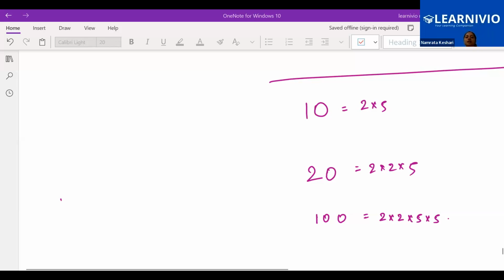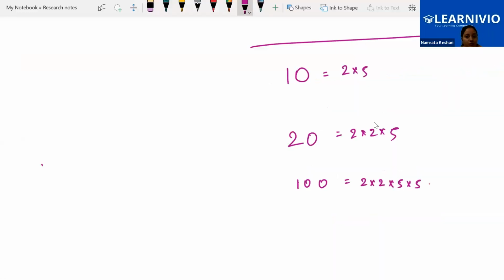When we are factorizing 10, we are getting 2 into 5. When we are factorizing 20, we are getting 2 into 2 into 5. When we are factorizing 100, we are getting 2 into 2 into 5 into 5. From here, we are going to make one conclusion: if in our factorization there is a number 2 and if there is a number 5, then and only then we will be getting the end digit as a 0.